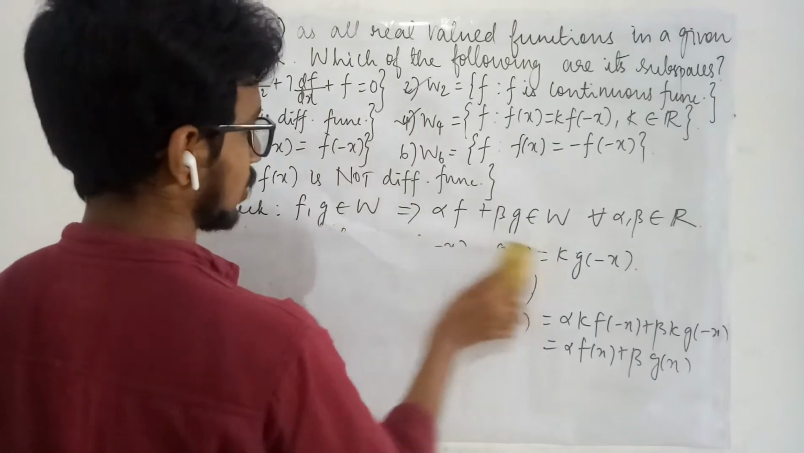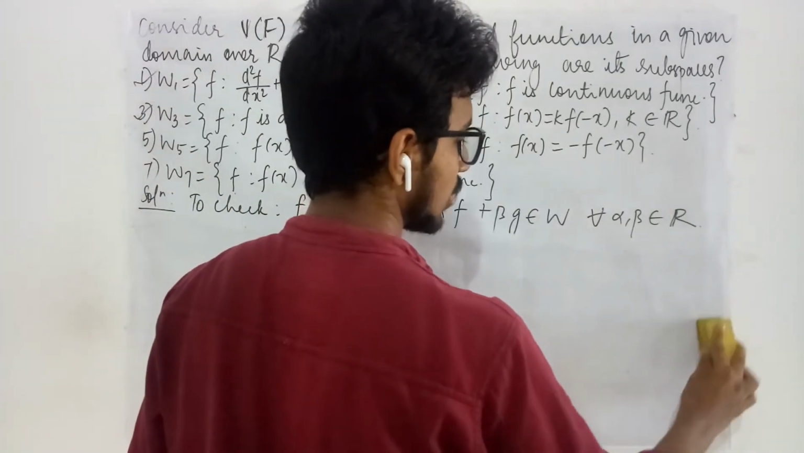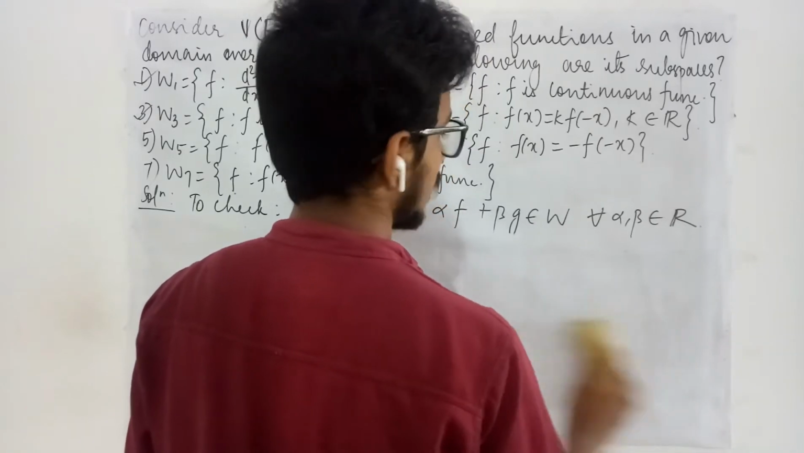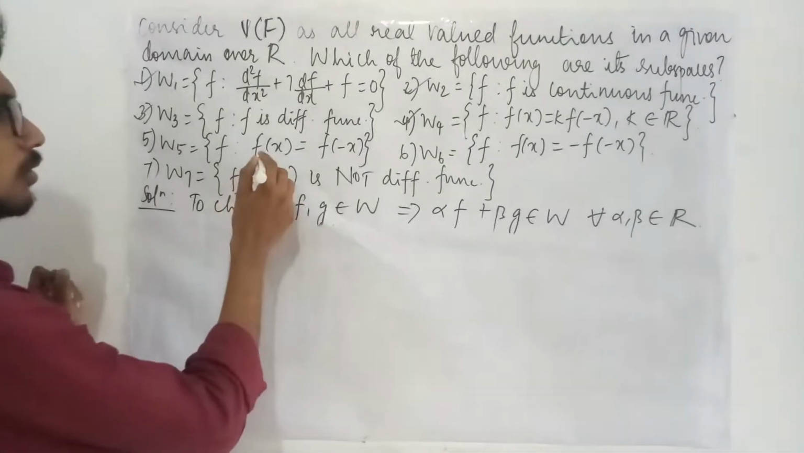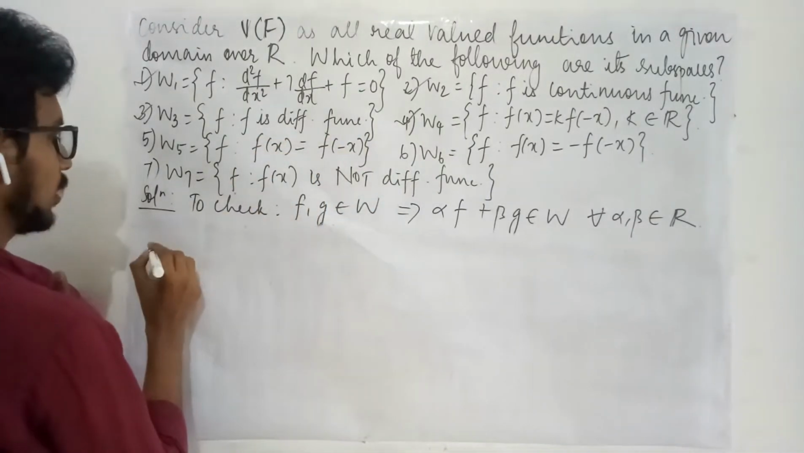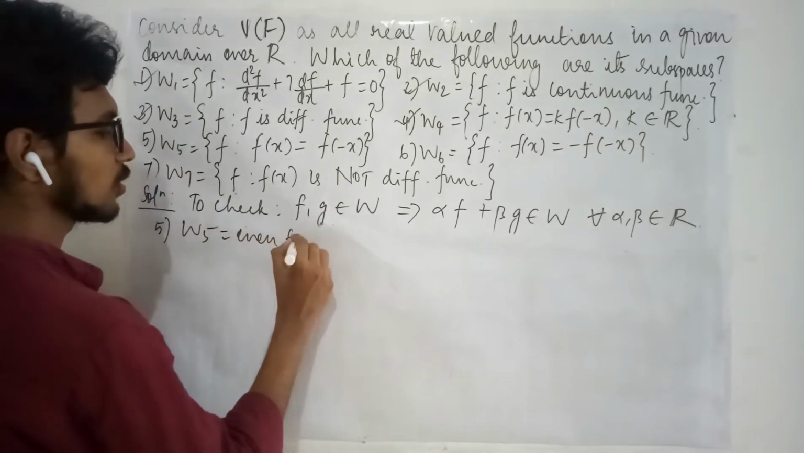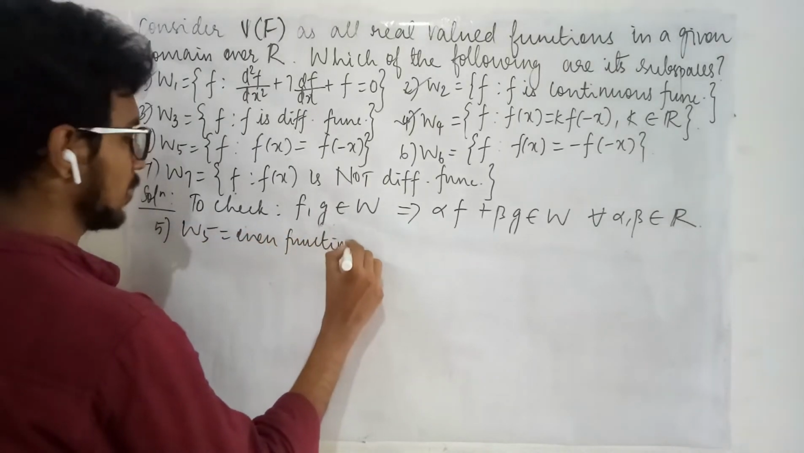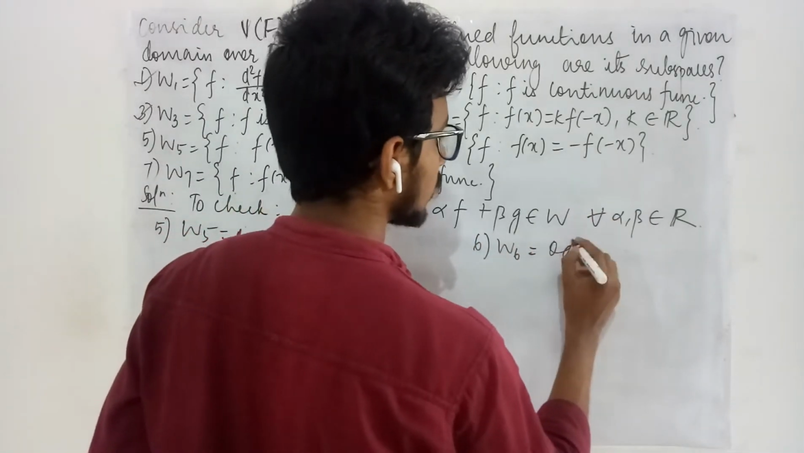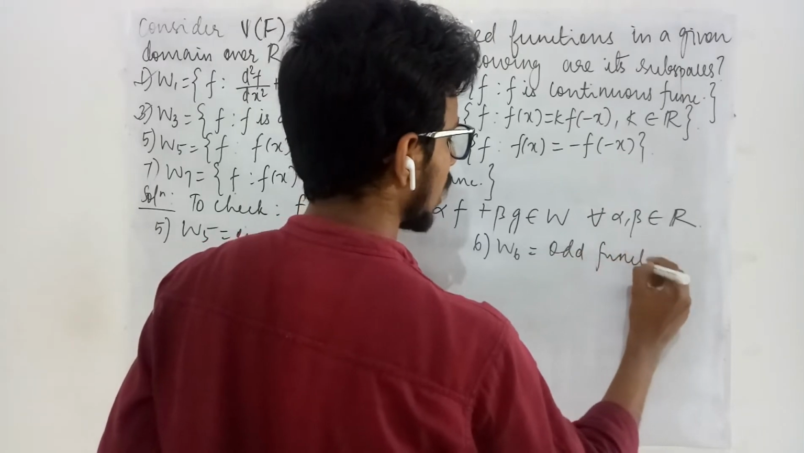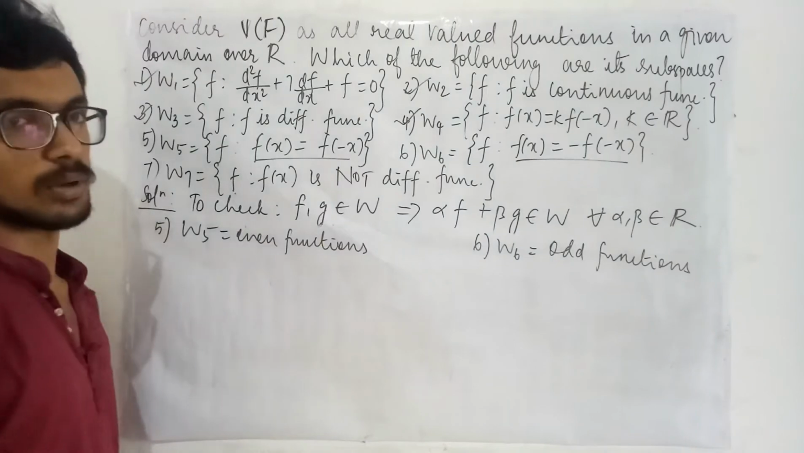Now let us get into the fifth one. If you closely look at the subsets W5 and W6, you can notice something. All those functions satisfy this property, which is called even functions. So W5 is the collection of even functions and W6 is the collection of odd functions. A function is said to be even or odd based on these two conditions only.